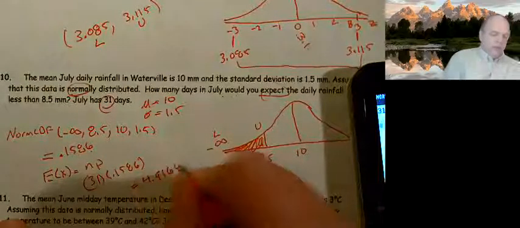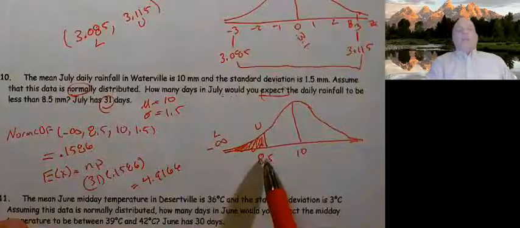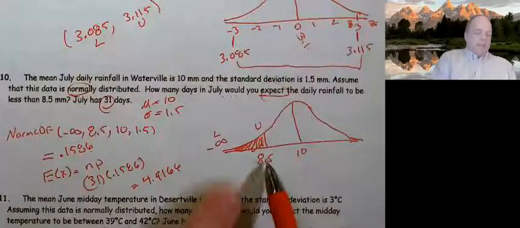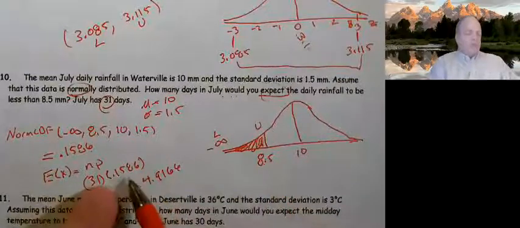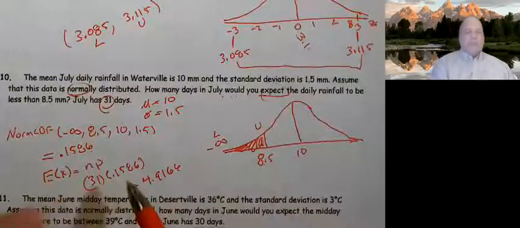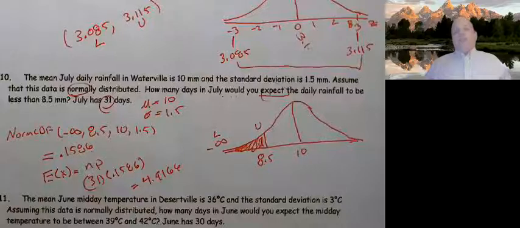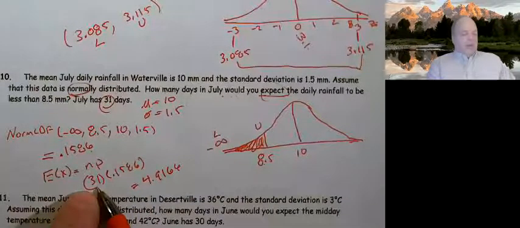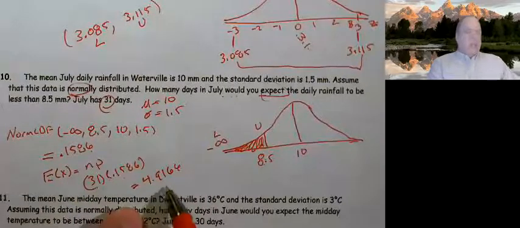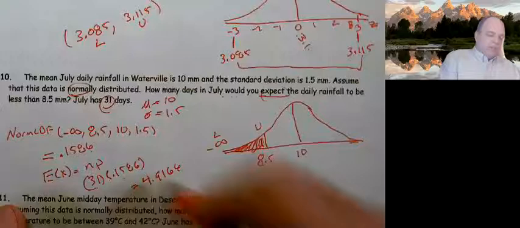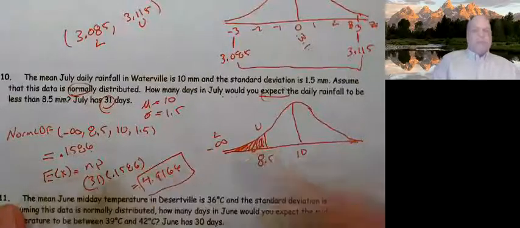Let me explain what we just did here. First off, we calculated the probability that we'd have less than 8.5 millimeters. That probability was almost 16%. If 16% of the time that happens, or if you make 16% of your goals and you shoot 31 times, how many do you expect to make? Well, the number of tries, which in this case was 31 days, times the probability. So we end up with 4.9166. This is our final answer.